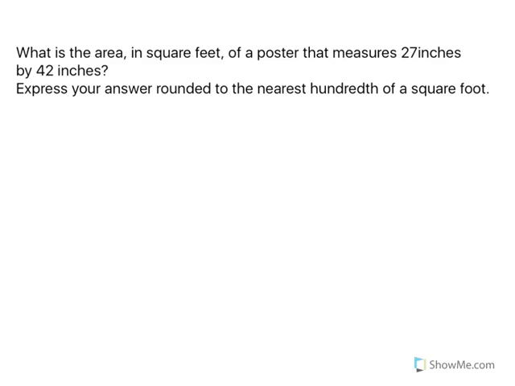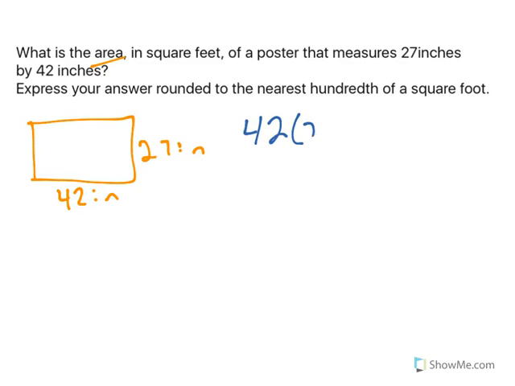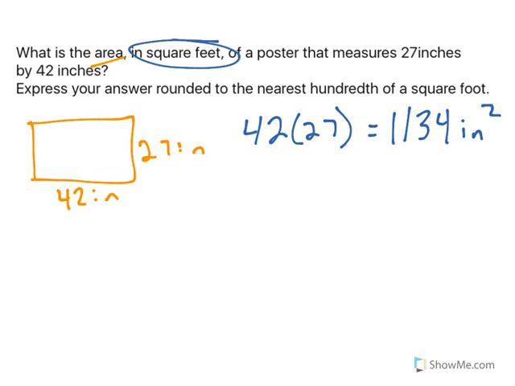The first way is to say, well, we need area. So if I have a poster, this poster is 27 inches by 42 inches. And to find the area of a rectangle, we multiply the length times the width. So 42 times 27 gives me 1,134 square inches. So that's the area, but that's not what this problem is asking. It's asking for square feet. So I've got to take that 1,134 square inches and change it to square feet.